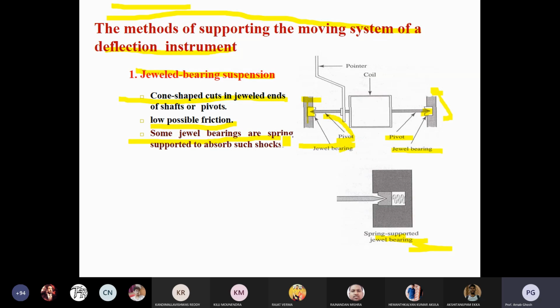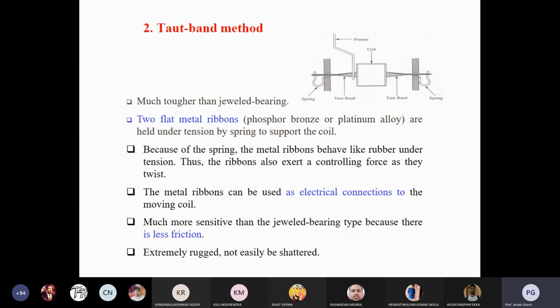Then the taut band suspension, so this is another structure, where two moving coils are there. Here you can see moving coils inside of that meter. Current is flowing through the meter and the pointer is deflecting to the value. The two bearings are there and connected to the spring. The spring looks a different way. Because of the spring, the metal ribbon revolves.